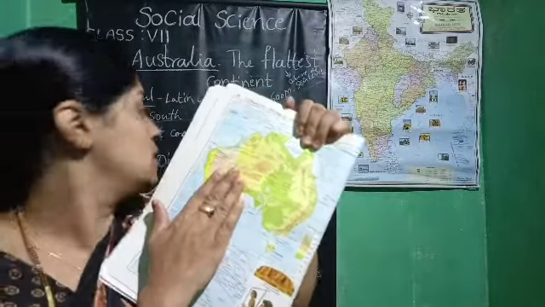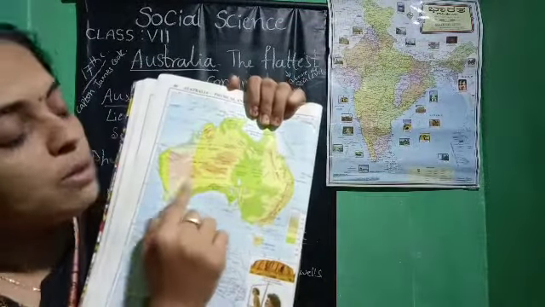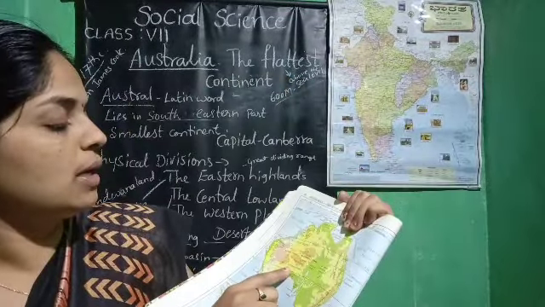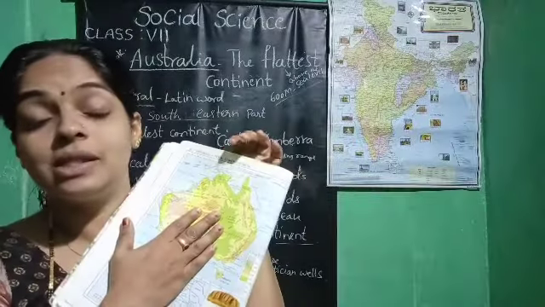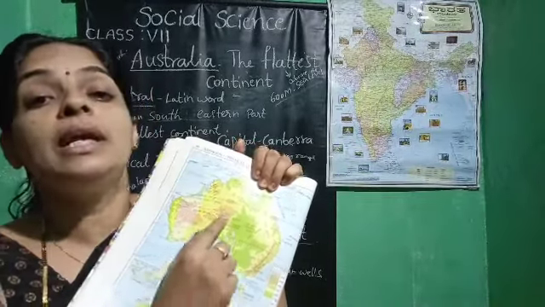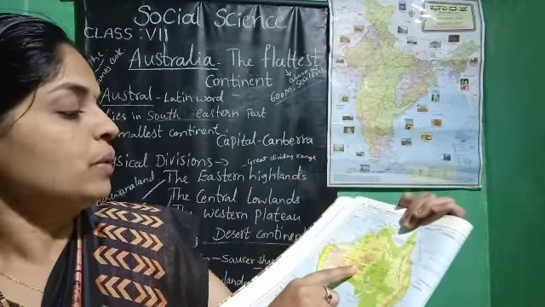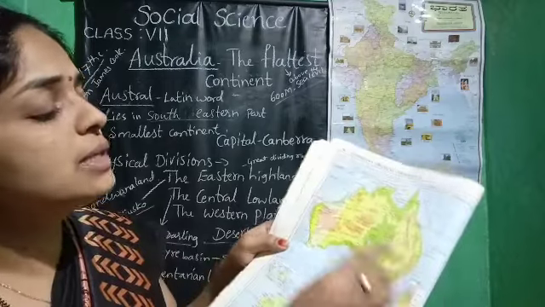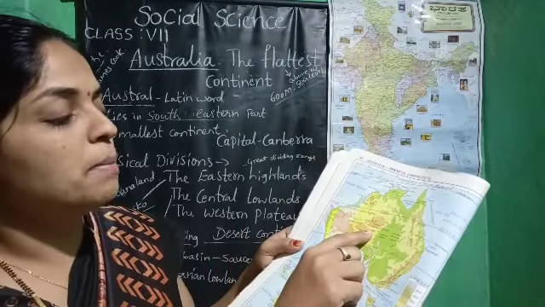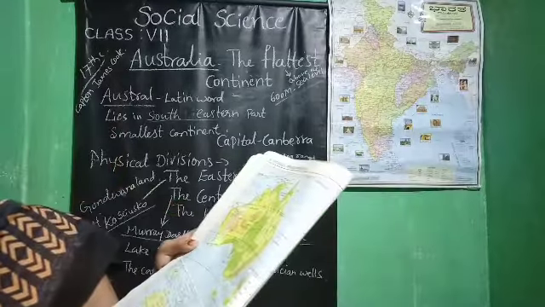So the third one is the Western Plateau. This part is called the Western Plateau. Why is Australia called a desert continent? Because there are so many deserts in this Western Plateau, children. In that, the Tanami Desert, Simpson Desert, and Victoria Desert are the famous deserts.